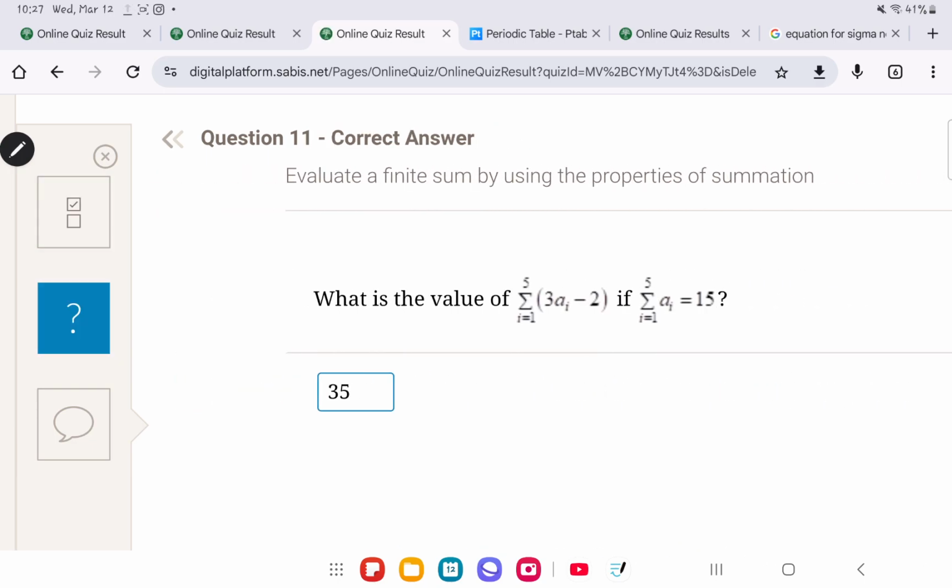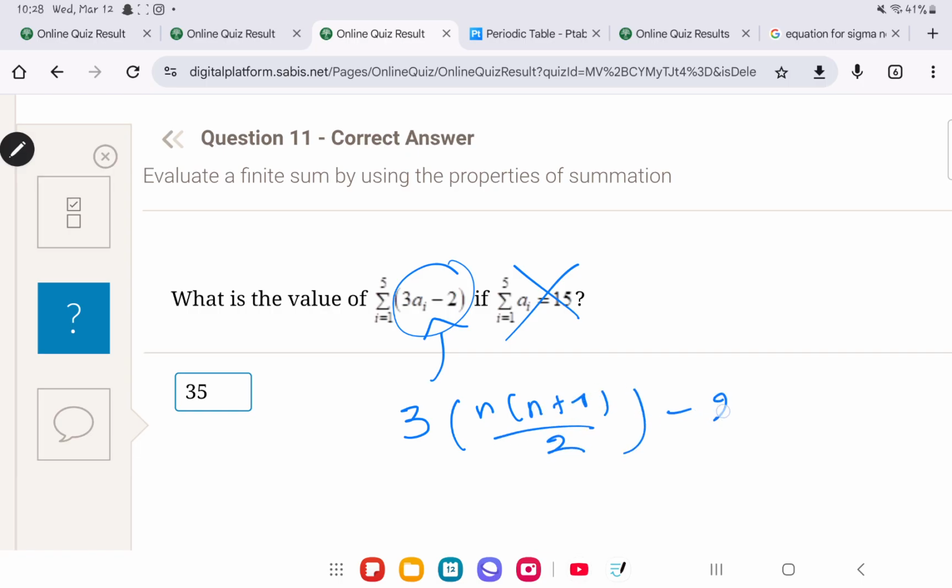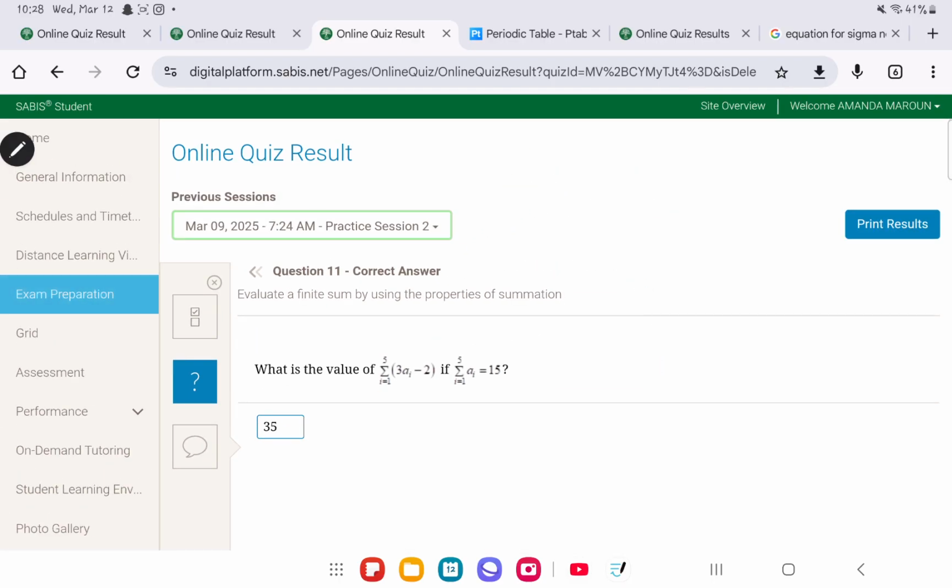And then finally, question number 11, what is the value of this? So very simply, again, you're gonna take this, you will ignore this, totally ignore that. So it's gonna be 3 times n plus 1 over 2, okay, minus 2n. Let's try it with 5. It will be 3 times 5 plus 1 over 2 minus 2 times 5. We will get an answer of 35. So very simply, this is it for without the calculator.